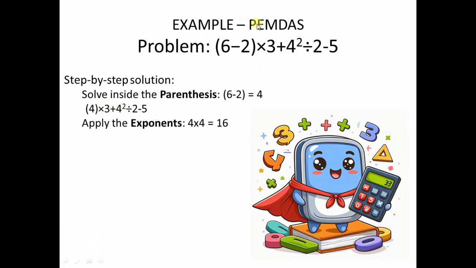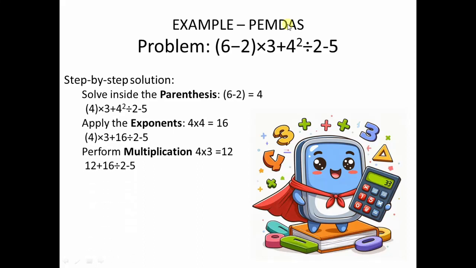Then is the exponents. E is for exponents. So 4 square, 4 into 4 is 16. Then we write the equation again, then perform the multiplication. So what is the multiplication here? 4 times 3 is 12. So after multiplication, you perform the division. So division is what? 16 divided by 2, which is 8.